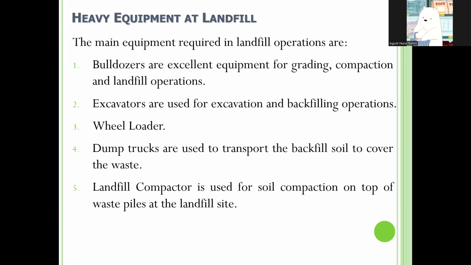Okay, so the next topic about heavy equipment at landfill will be presented by Areta. Areta, time is yours. Okay, all right. Thank you, Ami, as the moderator. So I'll proceed with the explanation.